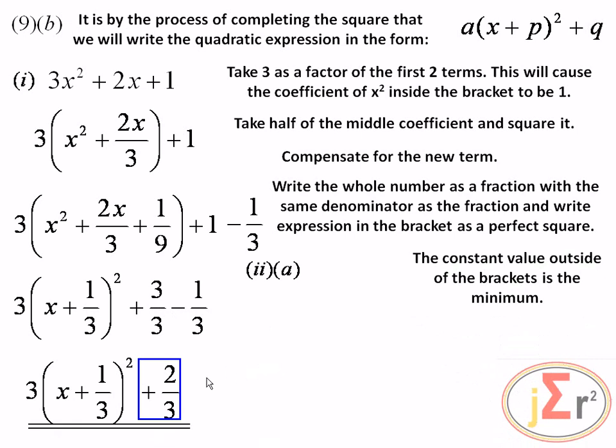In order to determine the minimum value, we may just take note that the minimum value is the constant value that we have right here. The minimum is 2/3.